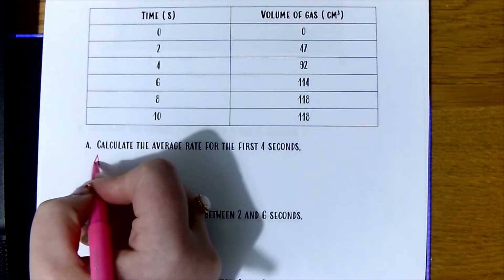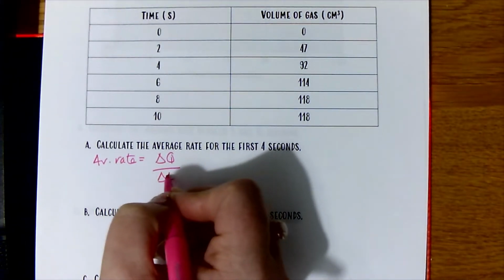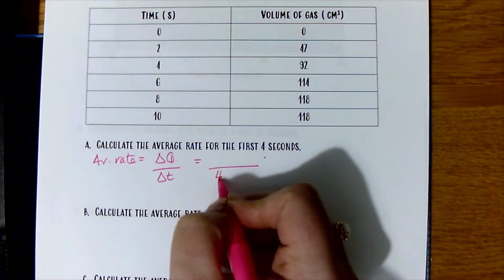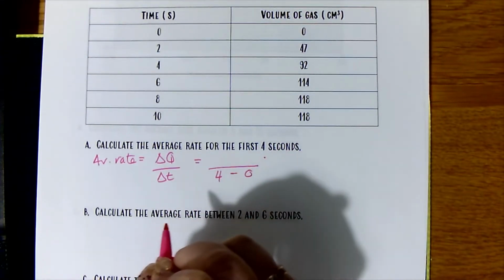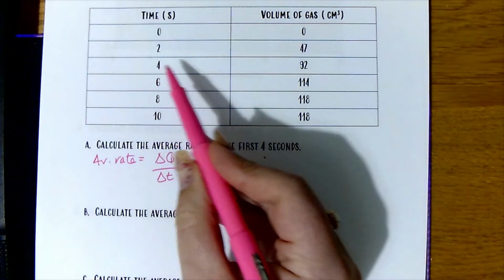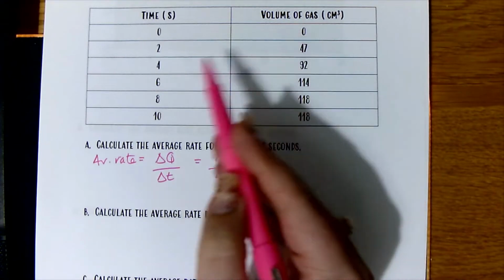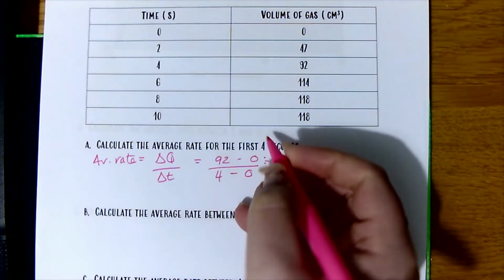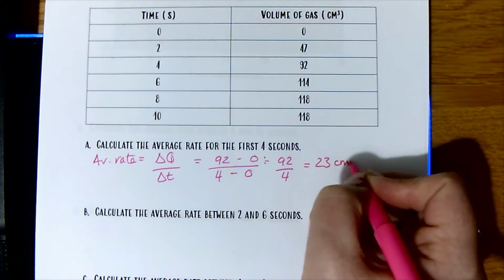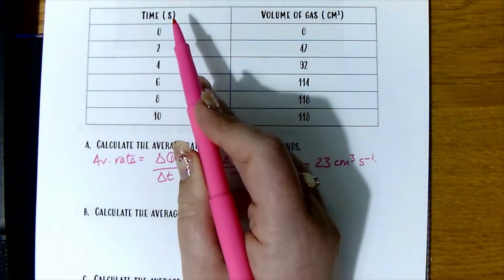So the first thing to do is to write in your formula. Delta Q over delta T. Our change in time is the first 4 seconds, so 4 seconds minus 0 seconds. And then we look at our table and we find out what volume of gas was produced at 4 seconds. So it was 92. And what volume of gas was produced at 0 seconds, which was 0. So then we have 92 divided by 4, and that gives us an answer of 23 centimetres cubed per second. Okay, remember to use your units correctly for these questions.